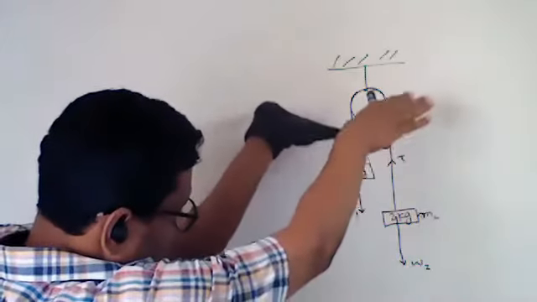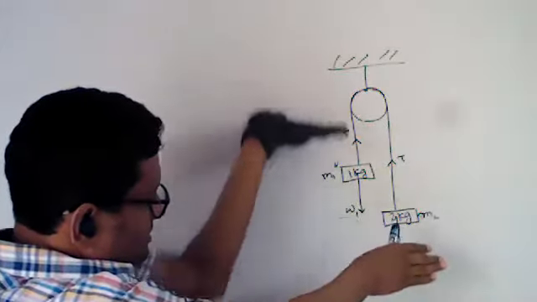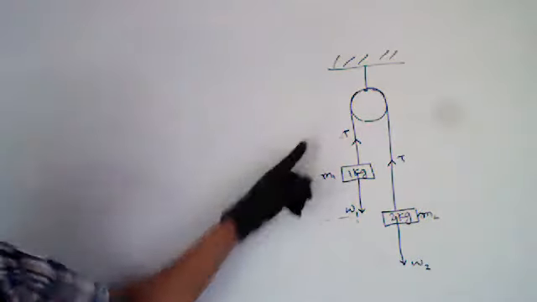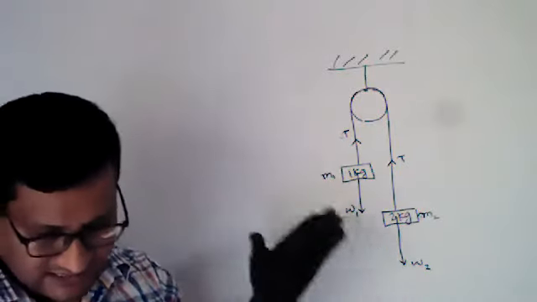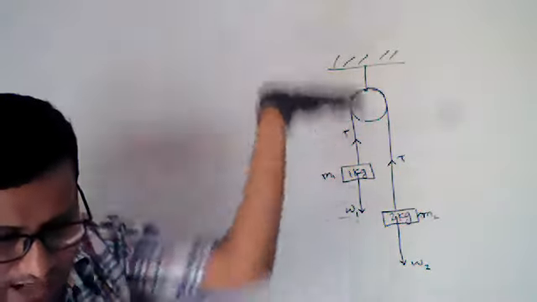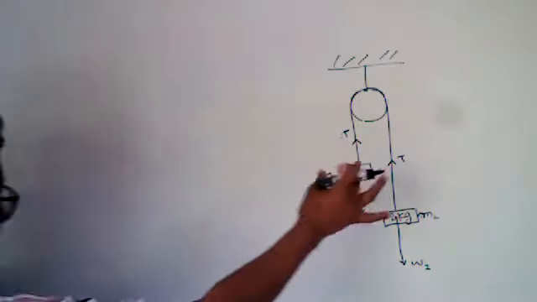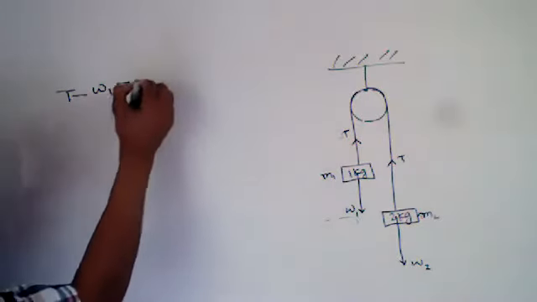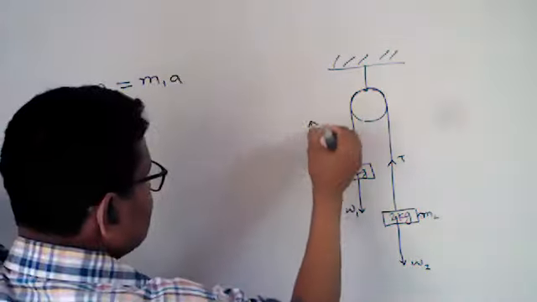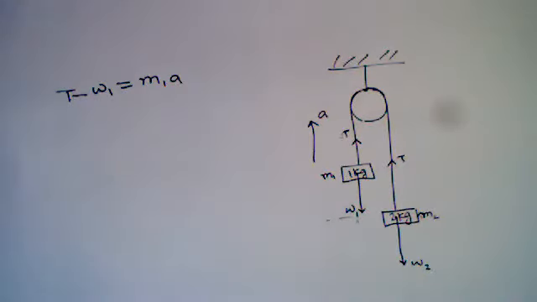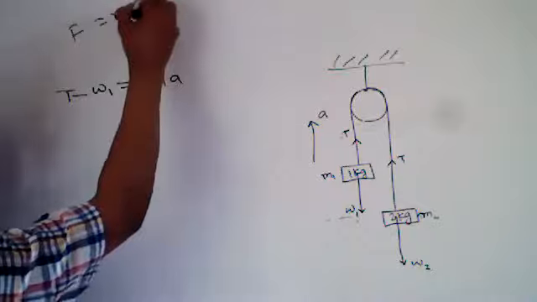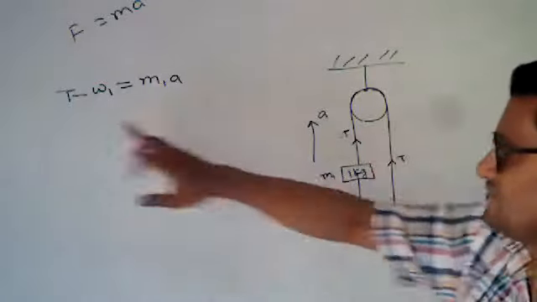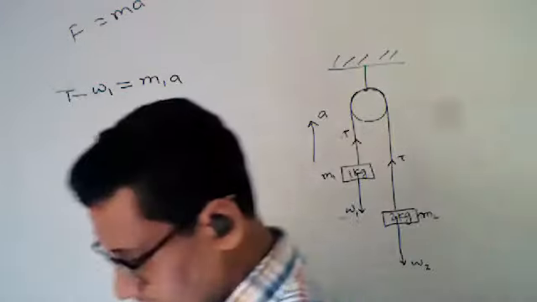The 2 kg must go downward and 1 kg must go upward. For this case, T is greater than W1. For this reason, 1 kg must go upward. So net force on this object, T minus W1 equals M1A, having the acceleration in this direction. Understand? F equals MA, here F is the effective force. In this mass, the effective force is T minus W1. Understand?